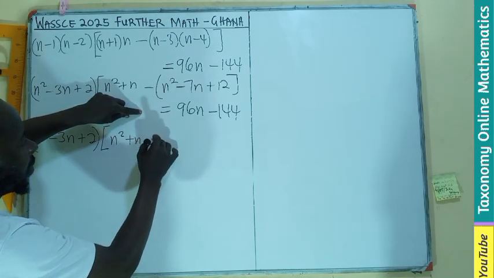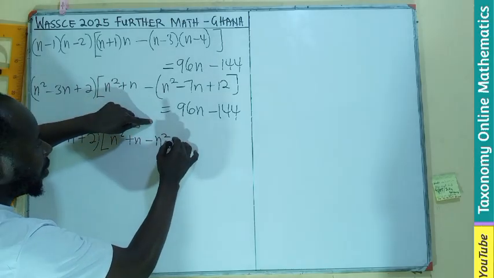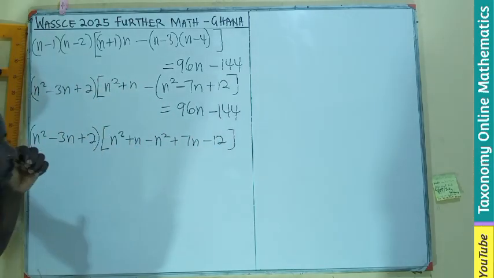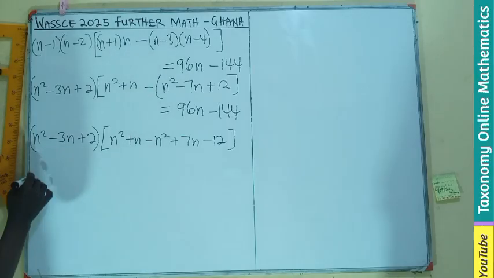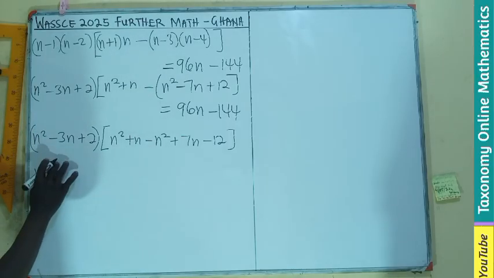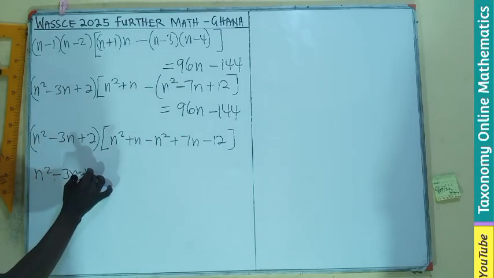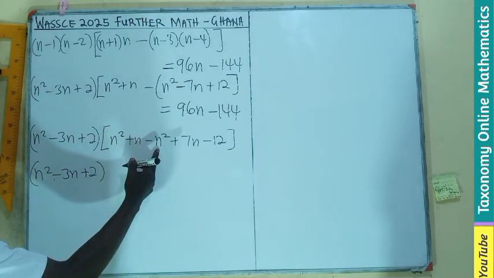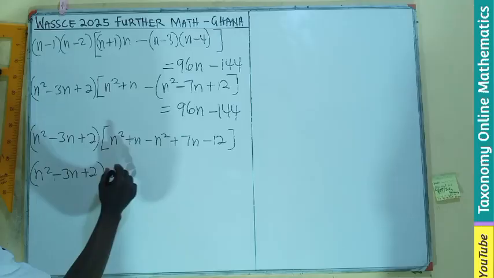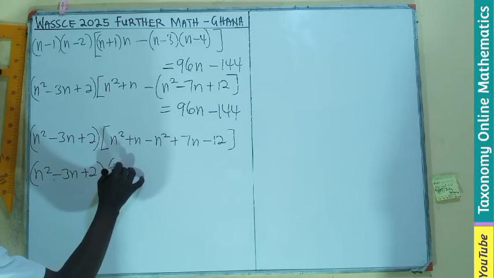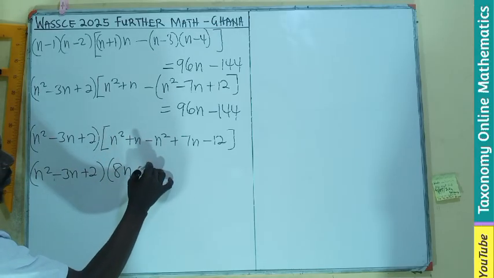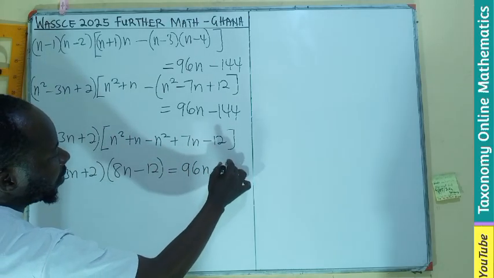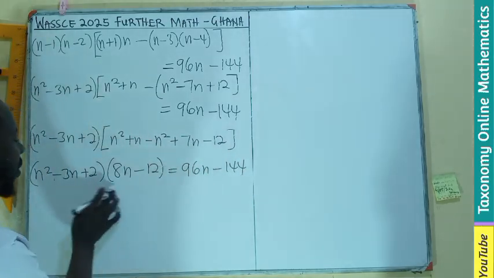So minus n squared, 7n if that bracket is open. So fast forward, I have my n squared minus 3n plus 2. N squared minus n squared will go. This will give you 8n minus 12 equals to 96n, then 144.